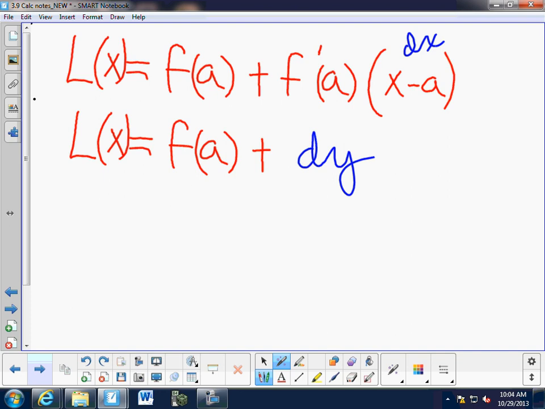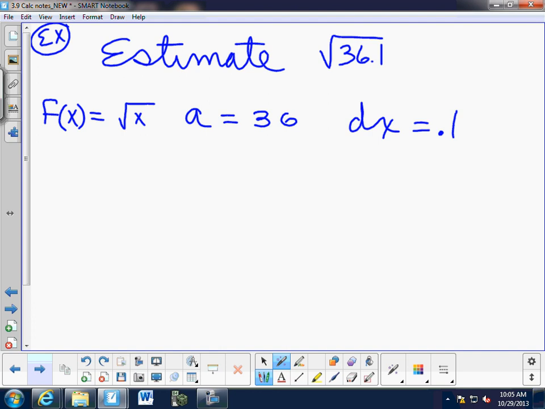Now think about what this equation is saying right here. The linearization has to do with the function value plus the change in the y. So when you move over a little bit, how far up are you going? What's the change in the y value? Look how this plays out. I'm going to do the same kind of a thing that we did before. I'm going to do an estimation, but I'm going to do it in just ever so slightly a different way.